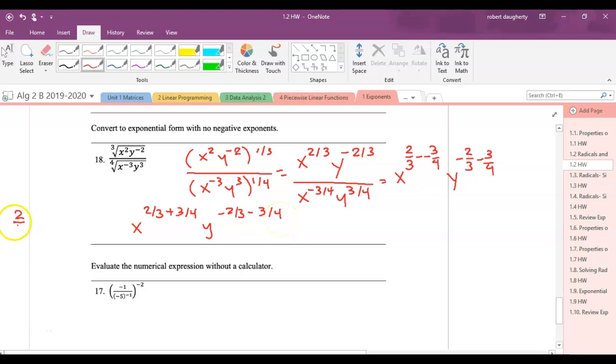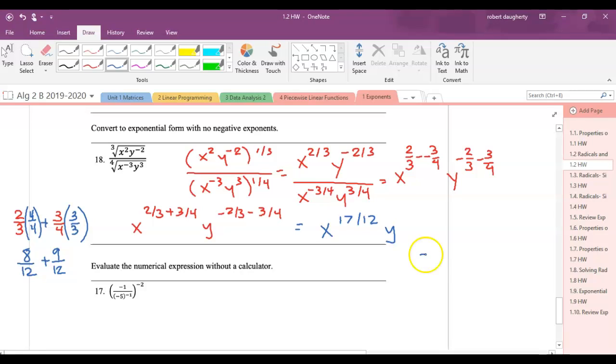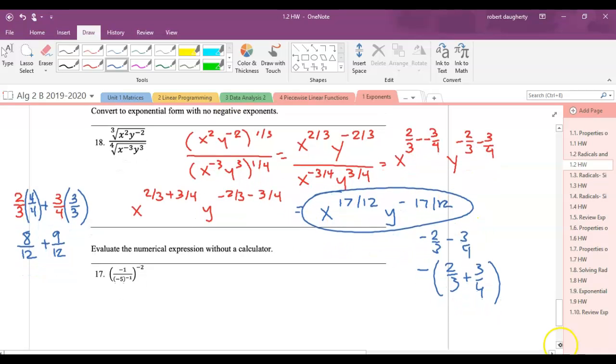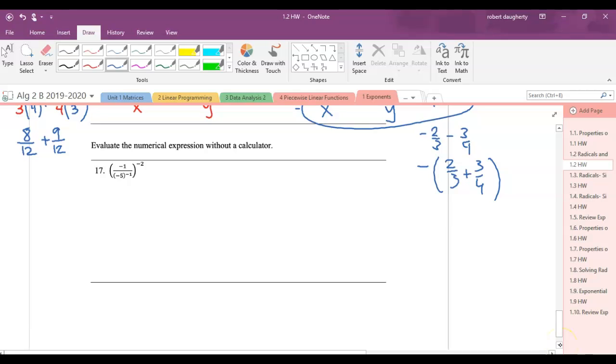So how do you add 2/3 and 3/4? Well, you multiply this by 4 over 4, and this gets multiplied by 3 over 3. So this is 8/12 plus 9/12, which is 17/12. So this is x to the 17/12, and then y. What is negative 2/3 minus 3/4? That's the negative of 2/3 plus 3/4. We just established that 2/3 plus 3/4 is 17/12. So this is minus 17 over 12. Okay, guys, second semester, don't be afraid of fractions. They're going to be here. So the last one here.